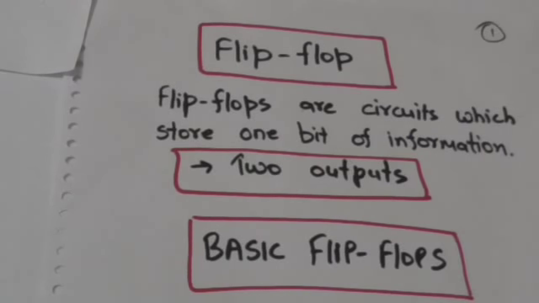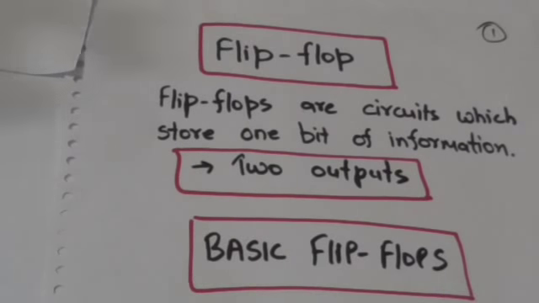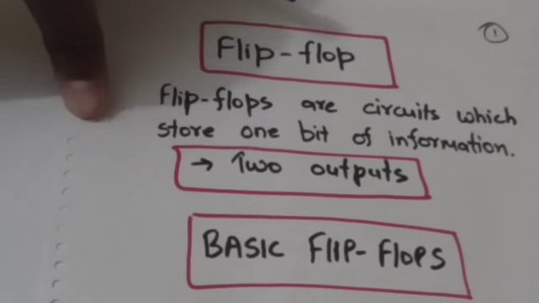A flip-flop has two outputs. One gives the normal value of the bit stored in it. The other gives the complement value of the bit stored in it. First of all, we will discuss the basic flip-flops.